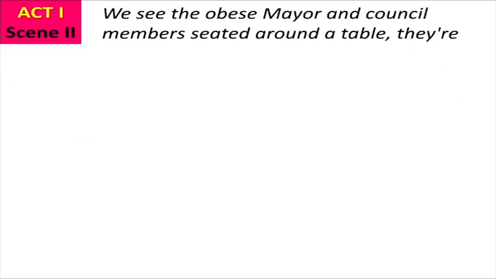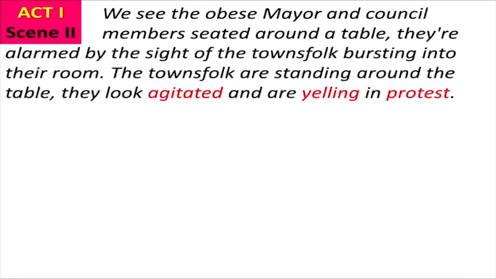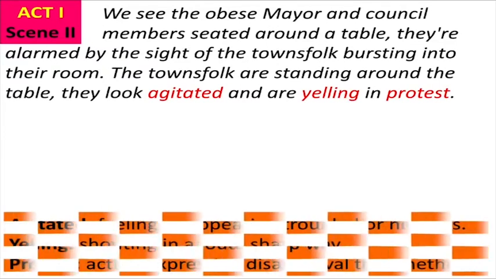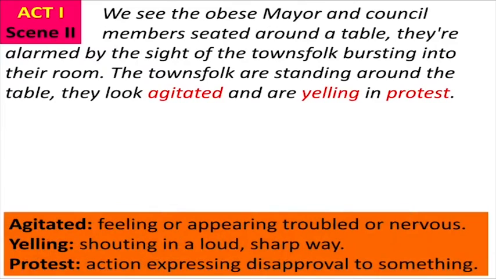Next we have Act 1, Scene 2. We see the obese mayor and council members seated around a table. They are alarmed by the sight of the townsfolk bursting into their room. The townsfolk are standing around the table. They look agitated and are yelling in protest. So in this scene we can see the obese mayor. Obese means very fat and round in shape.